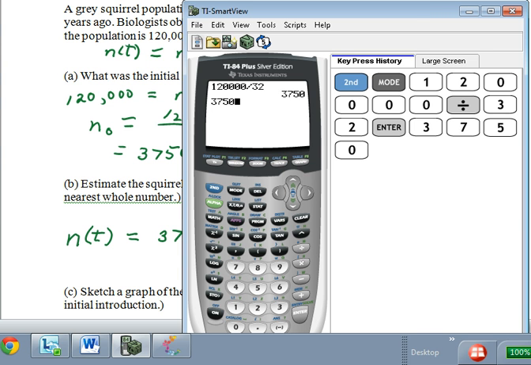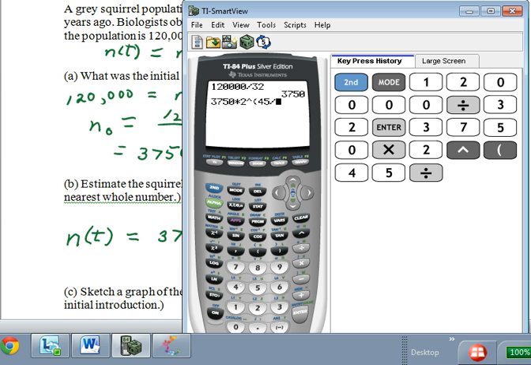So we just have to evaluate this expression. 3,750 times 2 to the power, parentheses, 45 divided by 7, close. And that gives us 323,016.